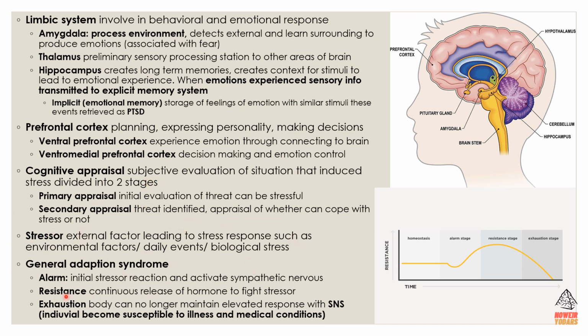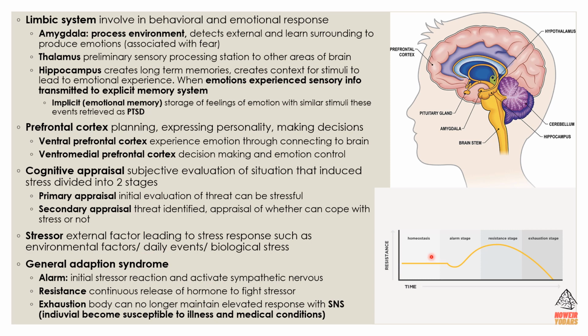General adaptation syndrome. Okay, so the general adaptation syndrome basically describes why stress leads to health problems. Okay, even if you're not gonna take anything from this video, at least take this. Okay, so you start with homeostasis normally. Okay, and then you get exposed to the initial stress. Okay, so this is the alarm stage. Initial stressor reaction activates the sympathetic nervous system. Okay, heart rate increases, breathing increases, etc., etc.